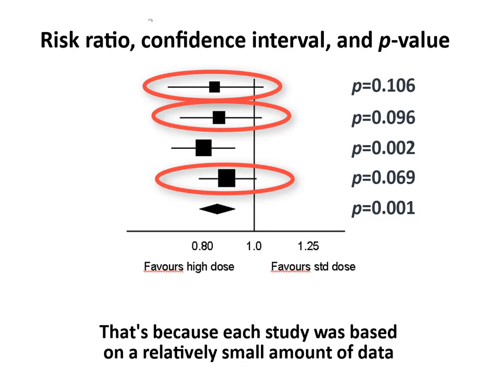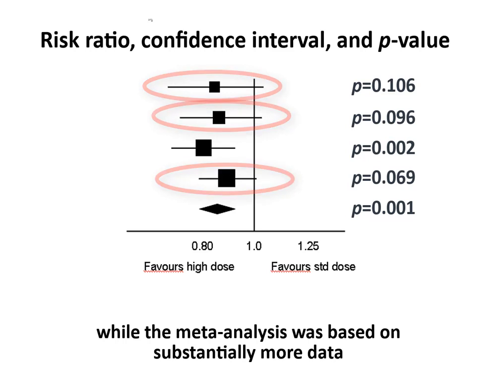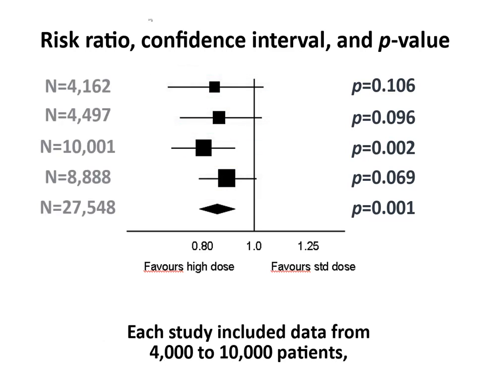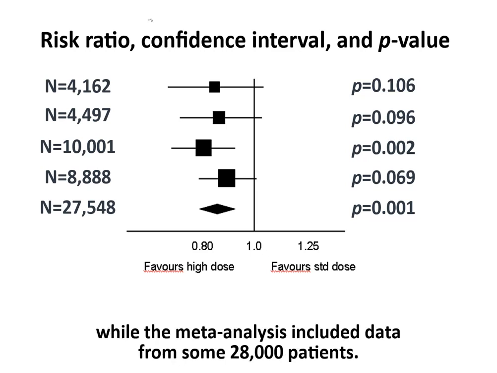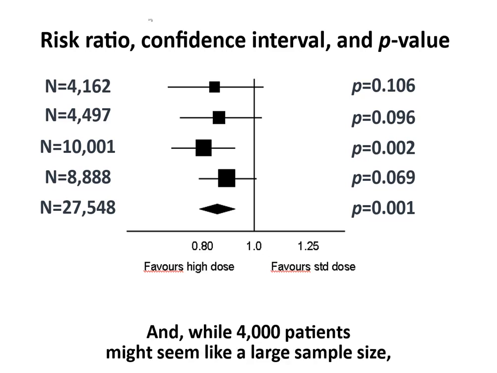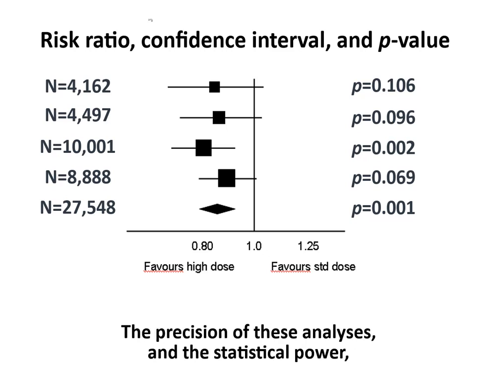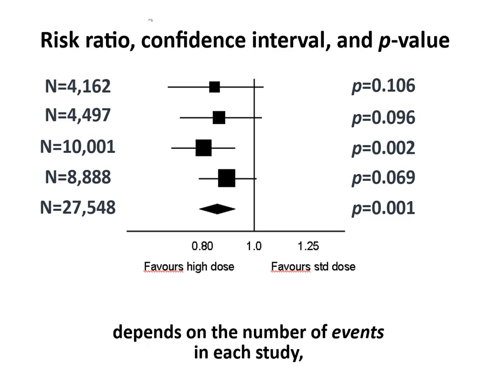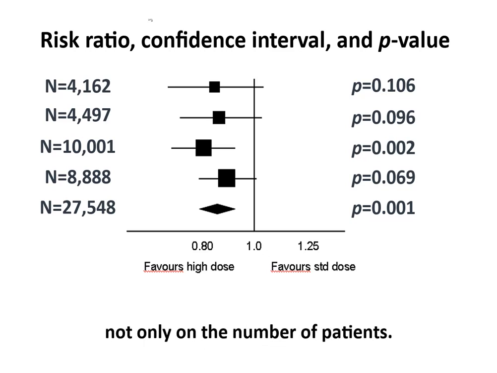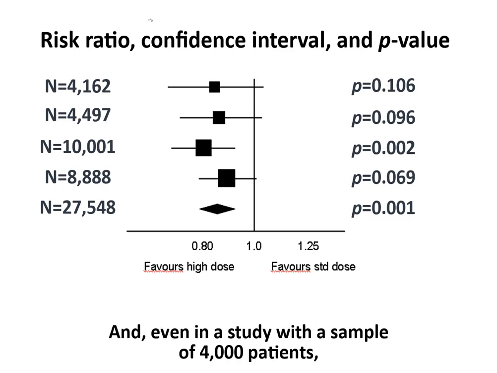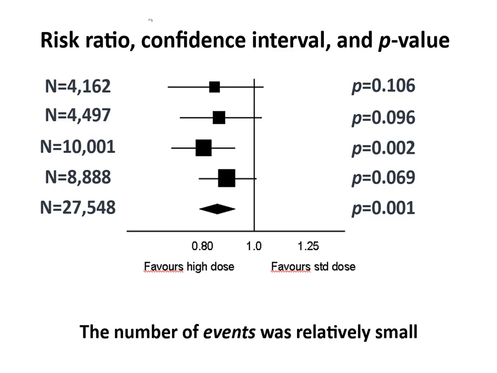That's because each study was based on a relatively small amount of data, while the meta-analysis was based on substantially more data. Each study included data from 4,000 to 10,000 patients, while the meta-analysis included data from some 28,000 patients. And while 4,000 patients might seem like a large sample size, the precision of these analyses and the statistical power depends on the number of events in each study, not only on the number of patients. And even in a sample of 4,000 patients, the number of events was relatively small.